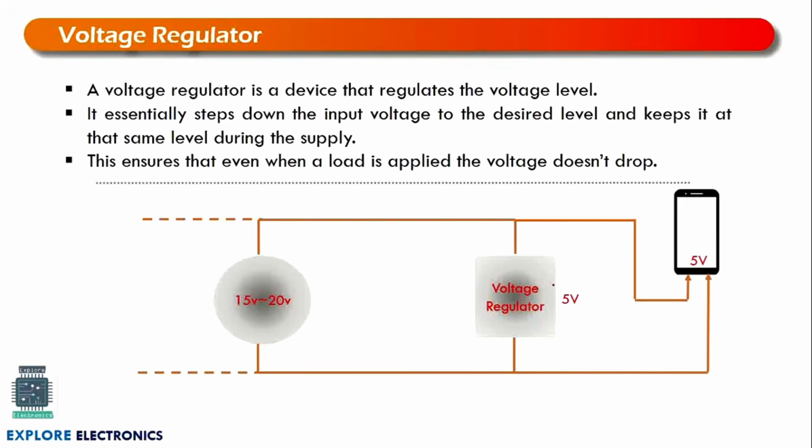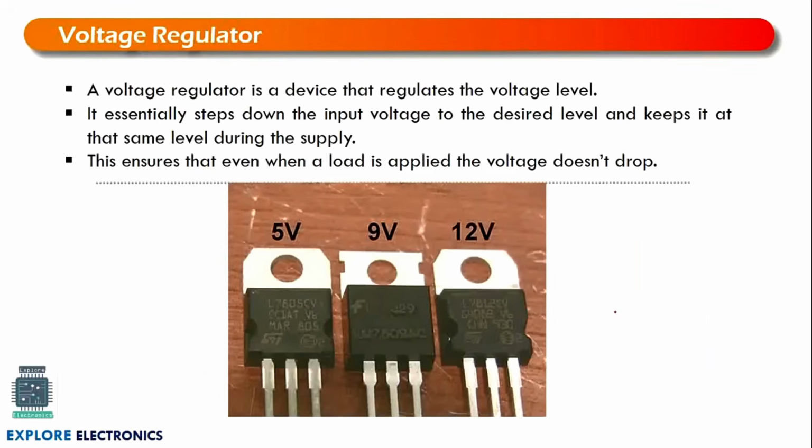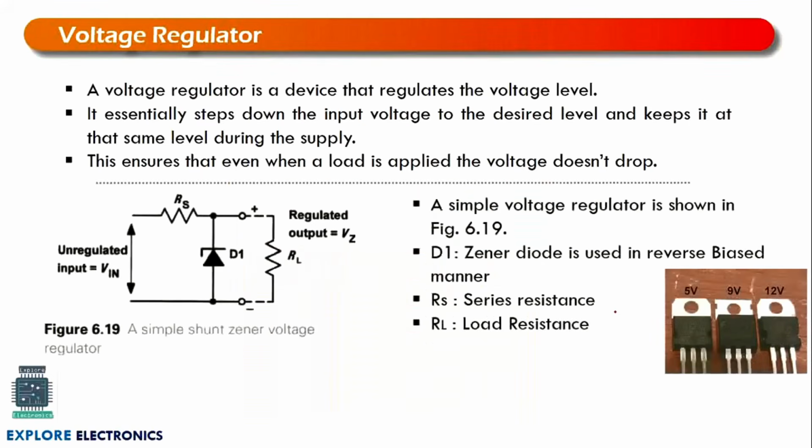That 5 volts will be a constant voltage we can get from the voltage regulator. There are different voltage regulators available: 5 volt, 9 volt and 12 volt regulators. This is the simple Zener diode based voltage regulator we are going to discuss here.